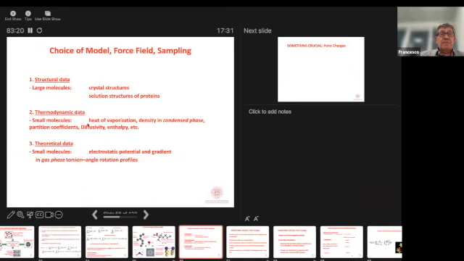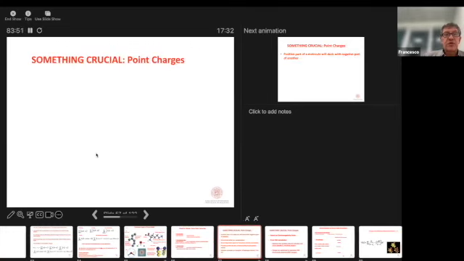What can we describe? We take the parameters from experimental data as much as we can. We use crystal structures, heat of vaporization, densities in the condensed phase, partition coefficient, diffusion coefficient, enthalpy, free energy, and so on and so forth. We also use data from quantum mechanics or quantum chemical calculations.